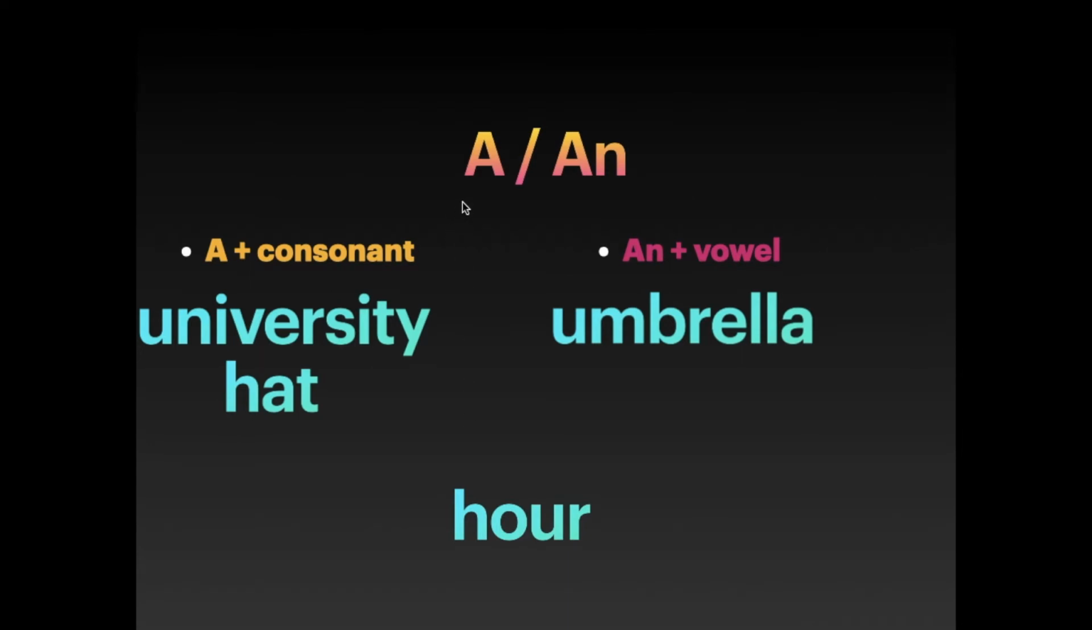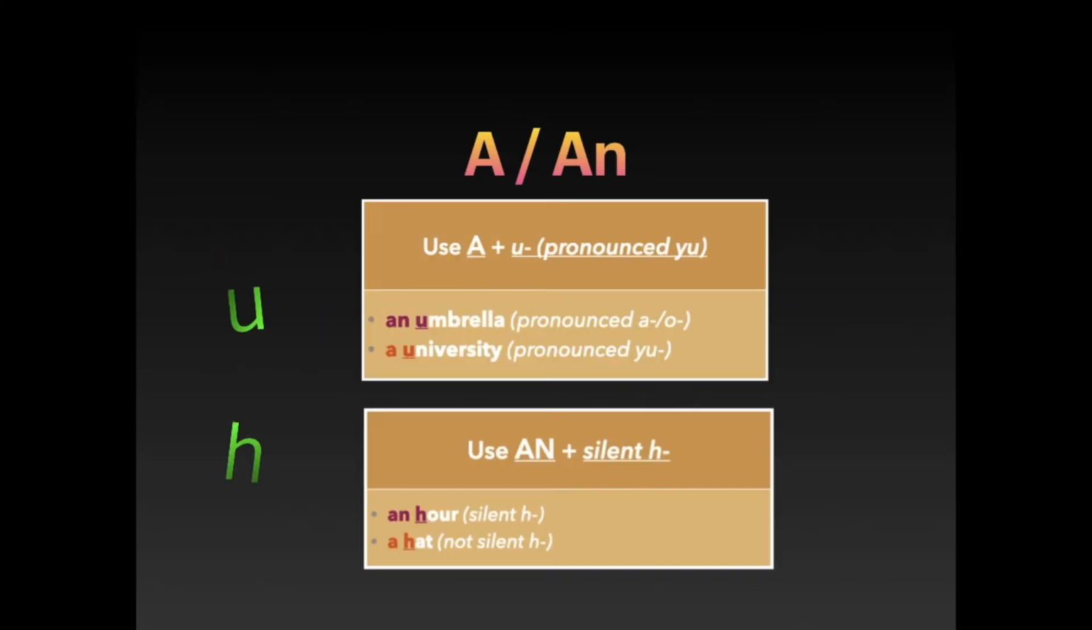Hour, a hour, an hour. We say an hour. Again, it's a consonant letter, but notice how the sound is completely different. Hat, hour. So you have to be careful, especially with these two letters, because they have different sounds. Sometimes U is pronounced umbrella, a vowel, and we say an umbrella, but sometimes it is pronounced university. So here it's a consonant sound, and you have to say a university.